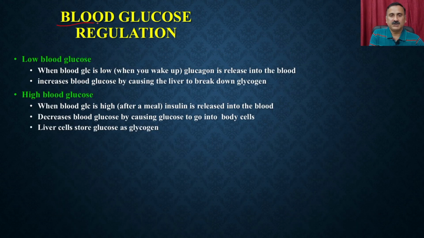Blood glucose regulation. The pancreas is very actively involved in the blood glucose level. You can have either low blood glucose or high blood glucose. When the blood glucose is low, for example when you wake up in the morning, the glucagon is released into the blood, and it increases the blood glucose by causing the liver to break down the glycogen. Similarly, we can have a high glucose level. When the blood glucose is high, for example after a meal, the insulin is secreted into the blood.